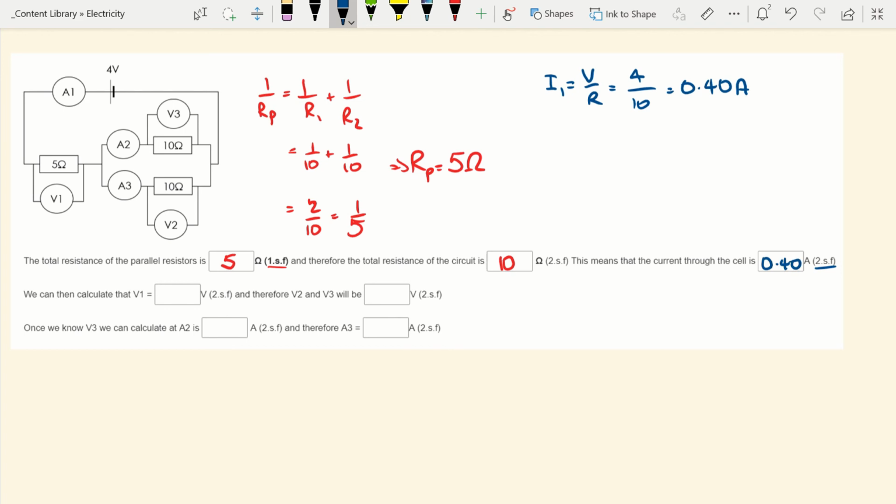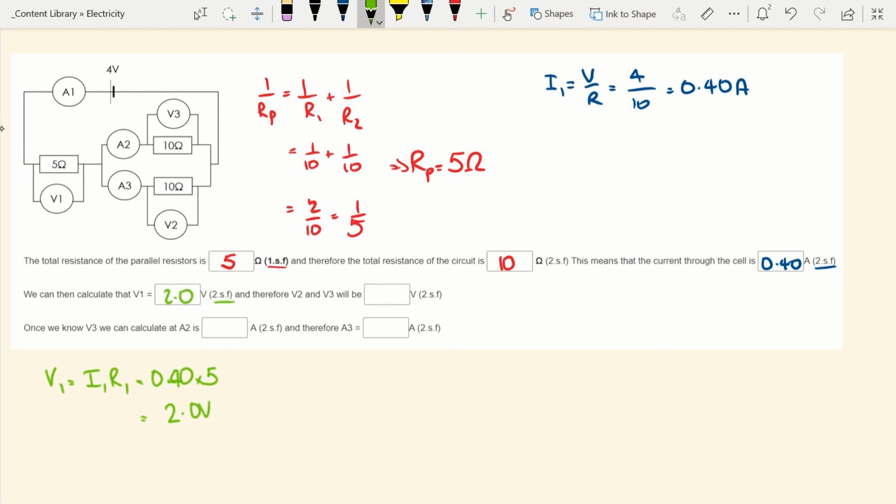Okay, we can then calculate V1, so that's what we'll do next. Remember, V1 is going to be the current going through that resistor times that resistance. We know the current going through this 5 ohm resistor is 0.4 because the current isn't going to have changed since the ammeter. We know the resistance here is 5. So this is 2.0 if we're giving it to 2 significant figures there.